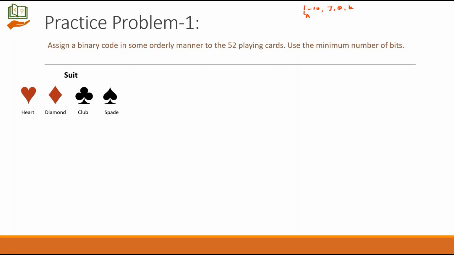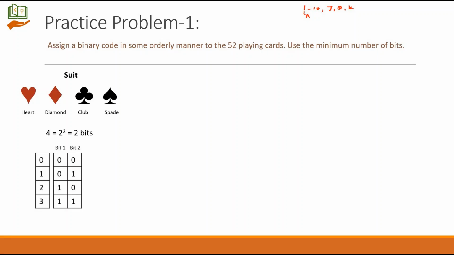Now there are 4 suits. How do you represent 4 suits in the minimum number of bits? 2 power 2 will give you 4, so you will need 2 bits to represent the suit. For example, let's take 00 for heart, 01 for diamond, 10 for club and 11 for spade. This is just an arbitrary assignment, not a definite assignment. I am just giving you an example of how to represent it in 2 bits. This is for the suit.